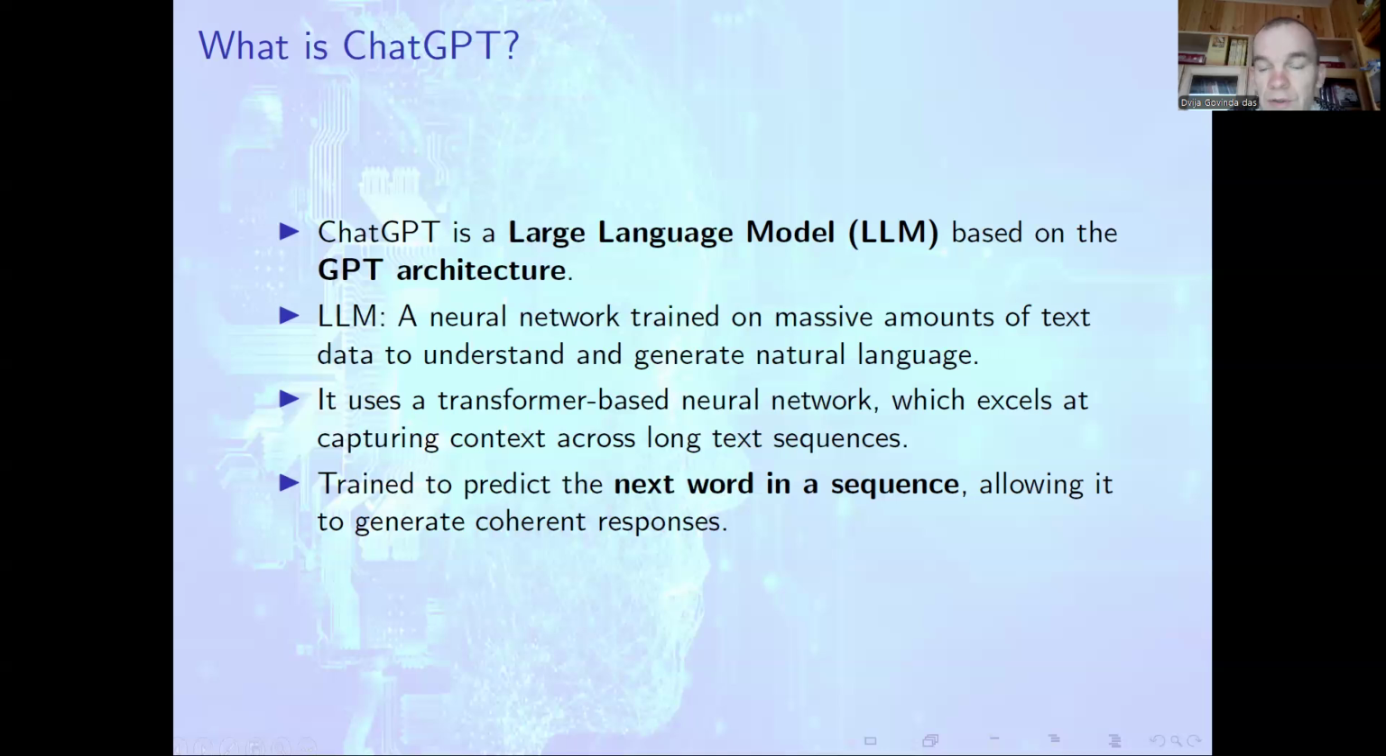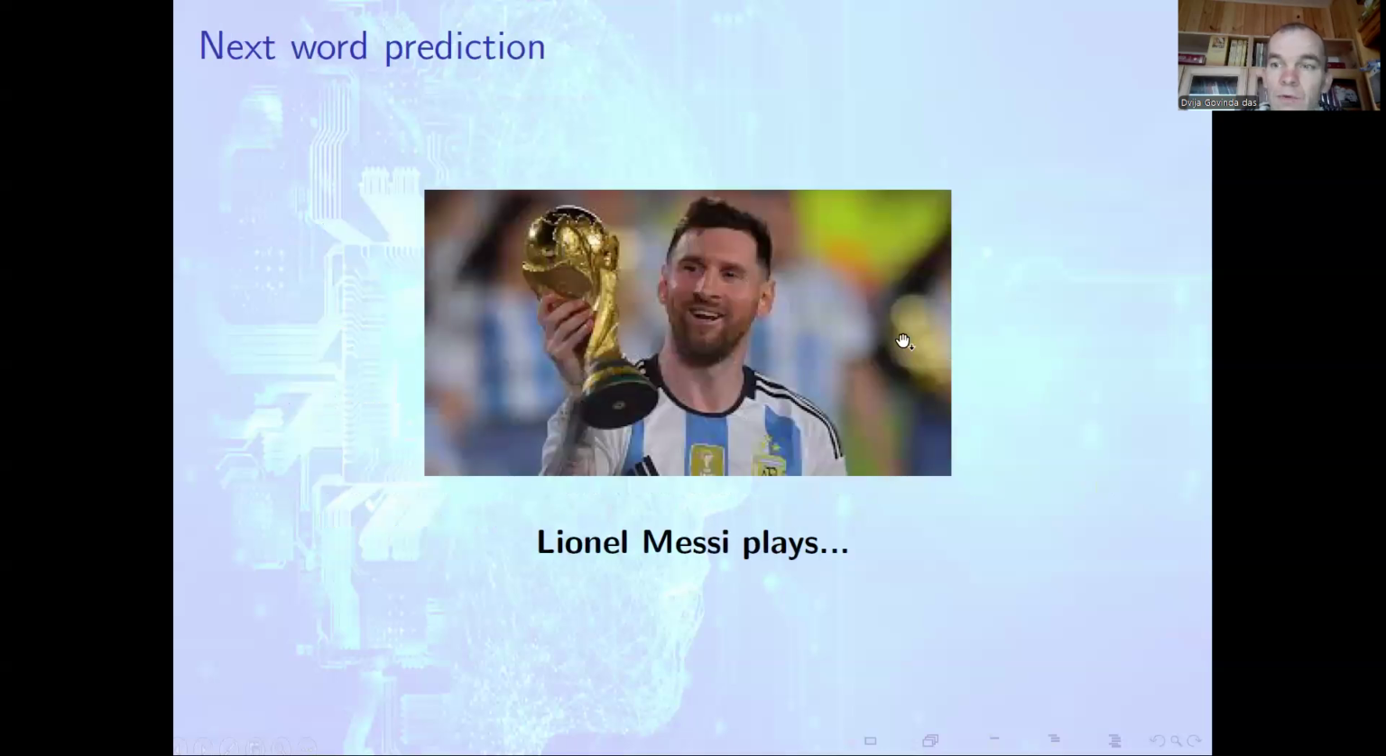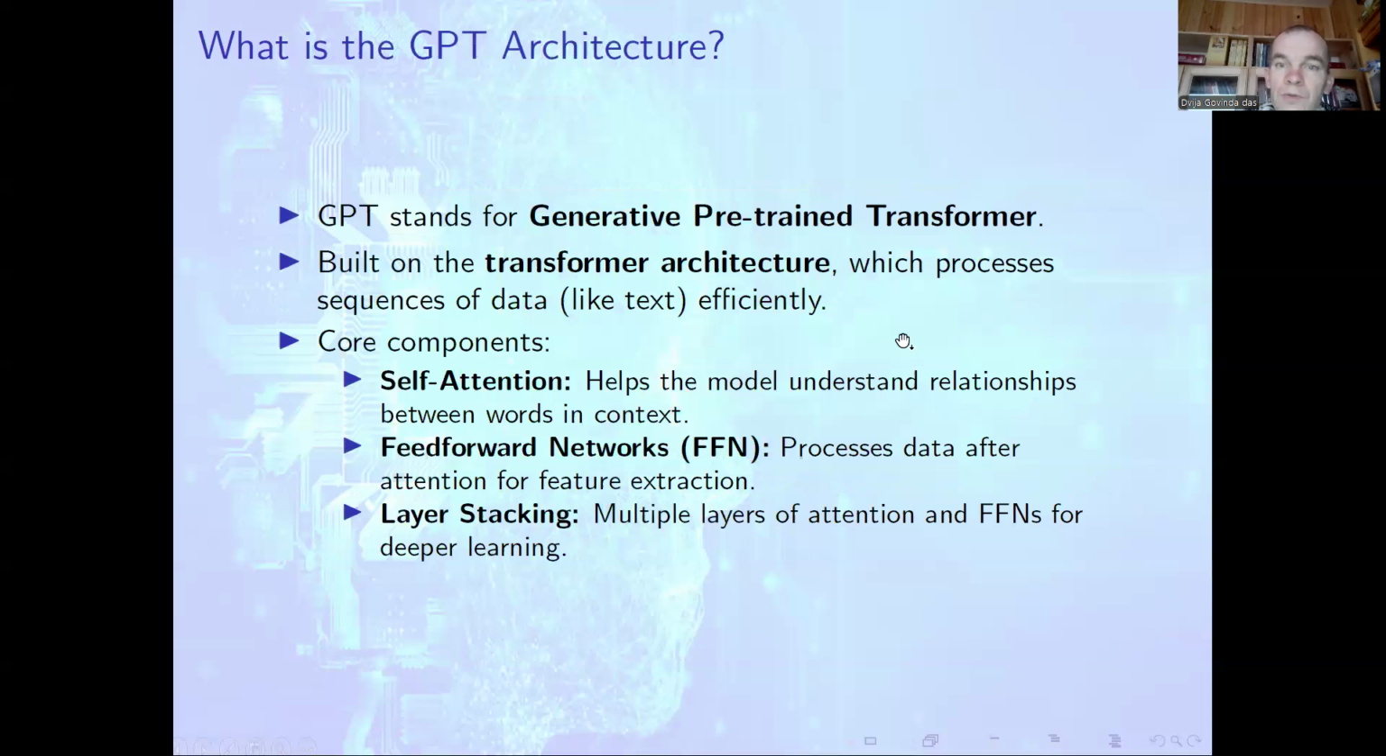So basically, a large language model, in particular ChatGPT, is trained to predict the next word in a sequence, allowing it to generate coherent responses. For example, if I want to ask a question, Lionel Messi plays, and the name of some sport, ChatGPT will generate the appropriate answer. So let us consider how it works and a few basic definitions.